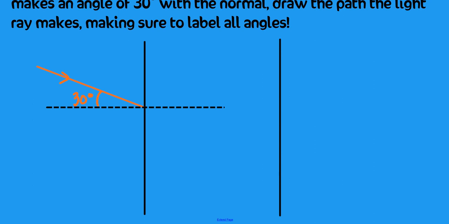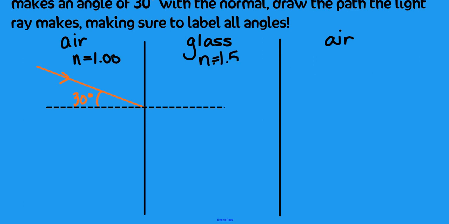I also like to label my indices of refraction. We know out here we're in air. In this place we're in glass as it's traveling through the glass to the window. And then that light goes back into the air of the classroom. We said that the index of refraction for air is 1.00. The problem tells us the index of refraction for glass is 1.52. And again, back into air, so 1.00.